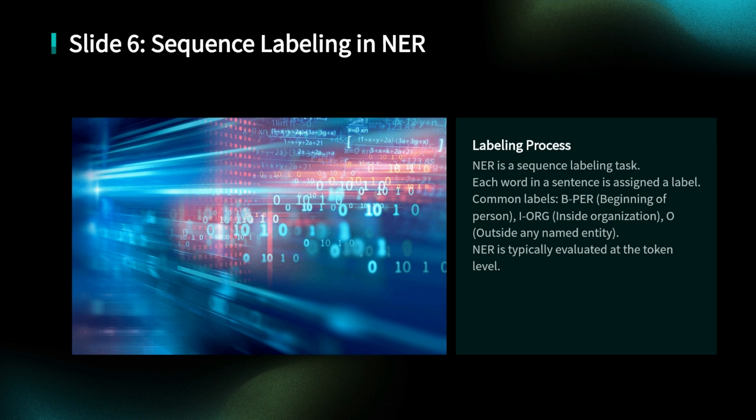In sequence labeling, the labels are typically assigned in the BIO format. B marks the beginning of an entity. I marks tokens inside an entity. O marks tokens that are outside any named entity, e.g., "founded" in the example. NER systems are typically evaluated based on their ability to correctly label these tokens, and the performance is measured using metrics like precision, recall, and F1 score.